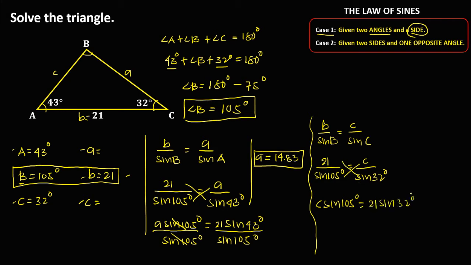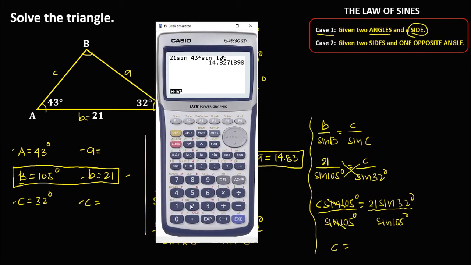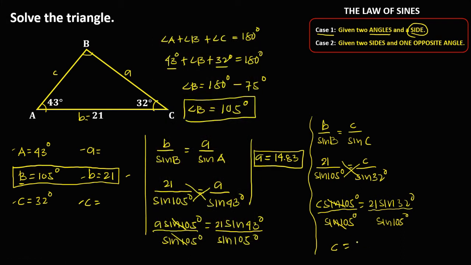So to solve for c, divide both sides by sine 105 degrees. So cancel. So c now is equal to 21 times sine 32 degrees, divided by sine 105. So c is equal to 11.52. So c is 11.52. So this is side c.